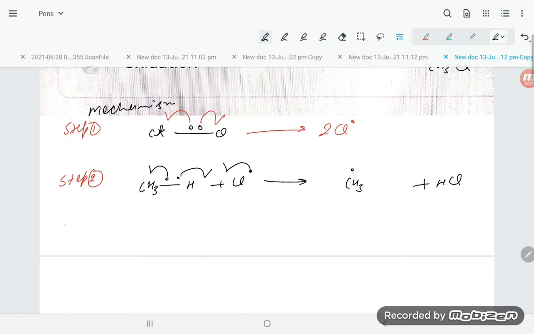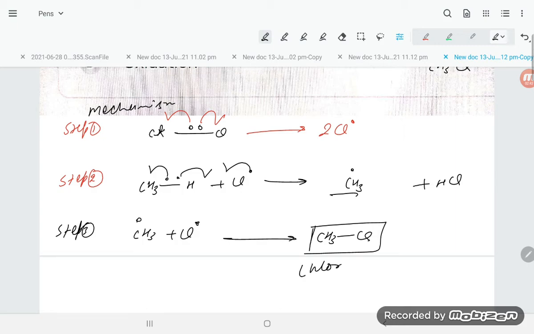Now step number 3. In step number 3, this CH3 free radical is going to combine with the Cl free radical. This is combining to give CH3Cl. So what is that, student? Chloromethane. So this is the free radical substitution reaction, student.